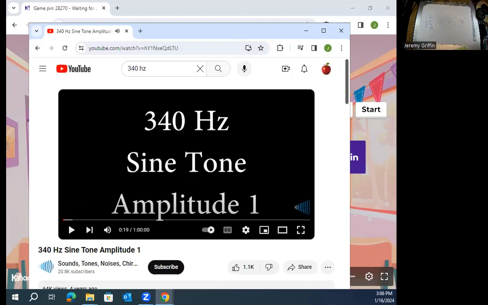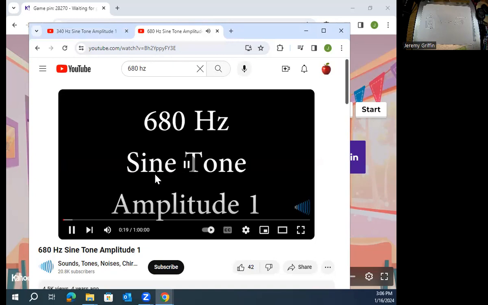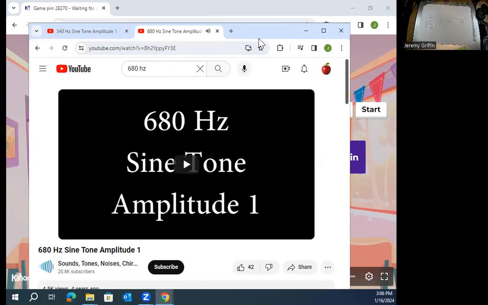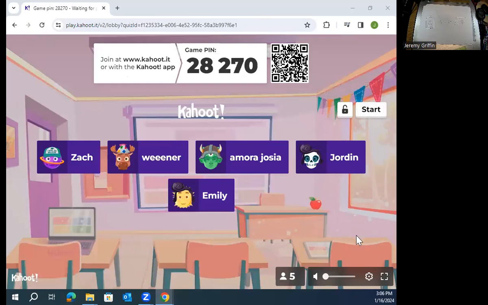What if I double the frequency? What's that going to sound like? What is double the frequency? Hey, it's 1 octave up. All right, you guys ready to start this thing?